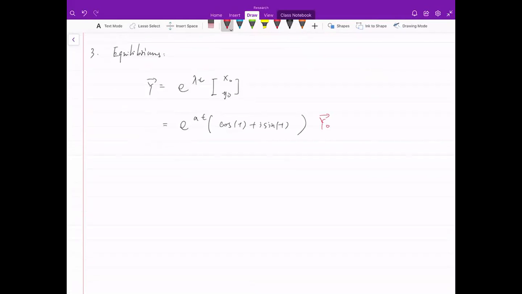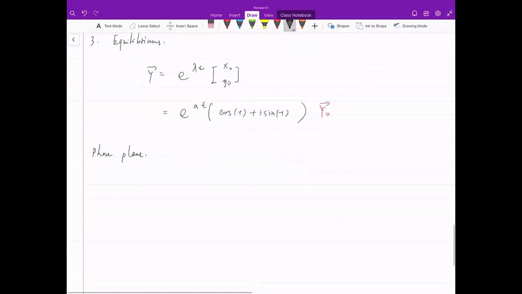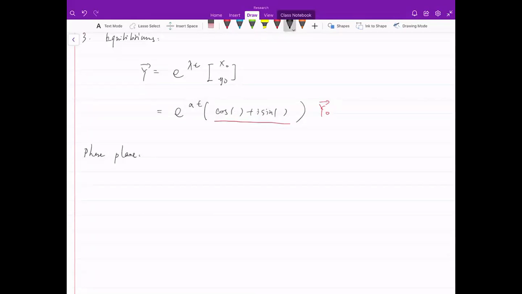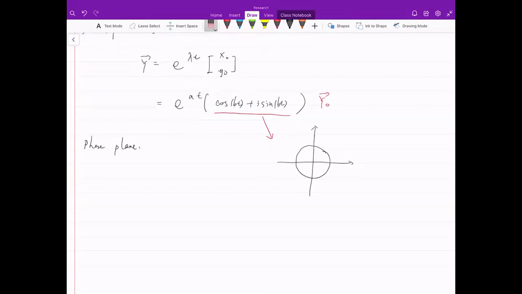Now think about what each one will do in your phase plane. The cosine and sine part, we have done this in linear algebra. It just does rotation. Moreover, they will always have the same period. Therefore, it will always produce you a circle. Circle. This one will always rotate.